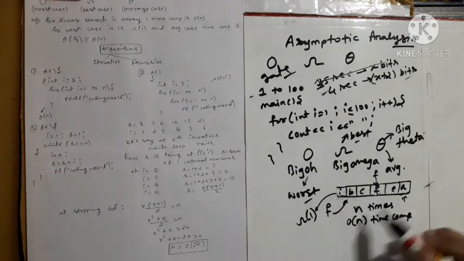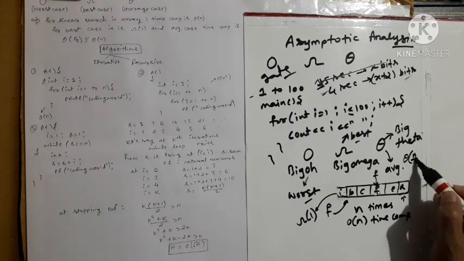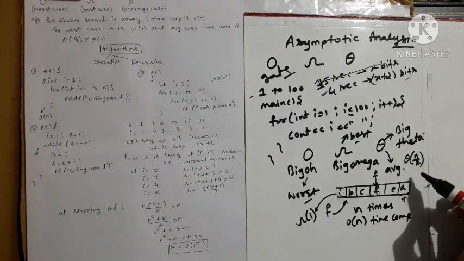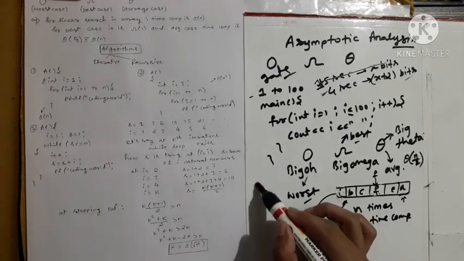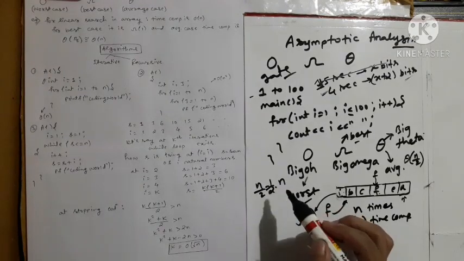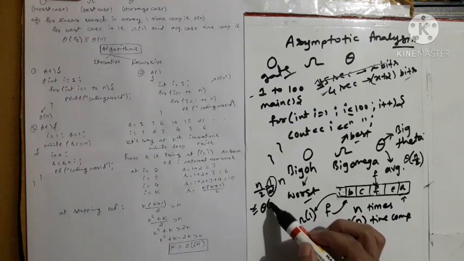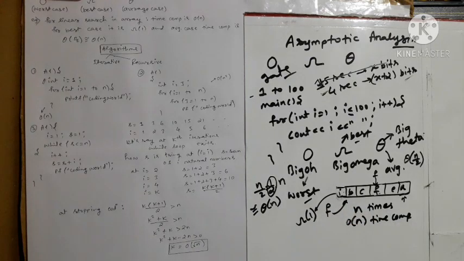So to denote this type of case we use theta, that is called theta of n by 2. Anyway, n by 2 can also be written as 1 by 2 into n. Anyway, 1 by 2 is constant, so definitely it is also theta of n time complexity, isn't it?